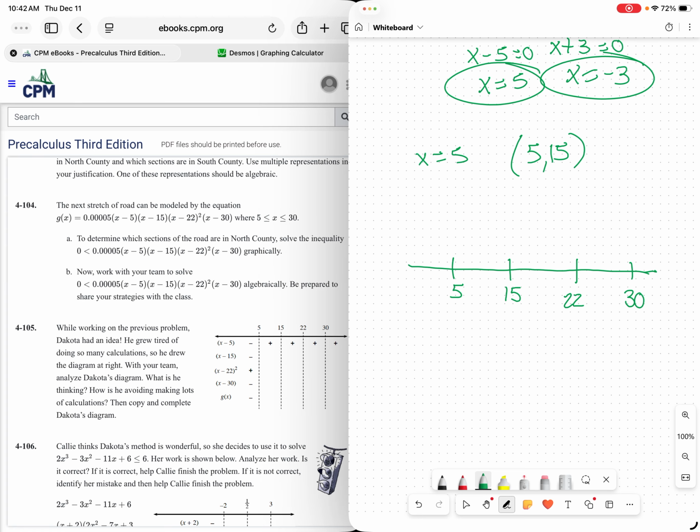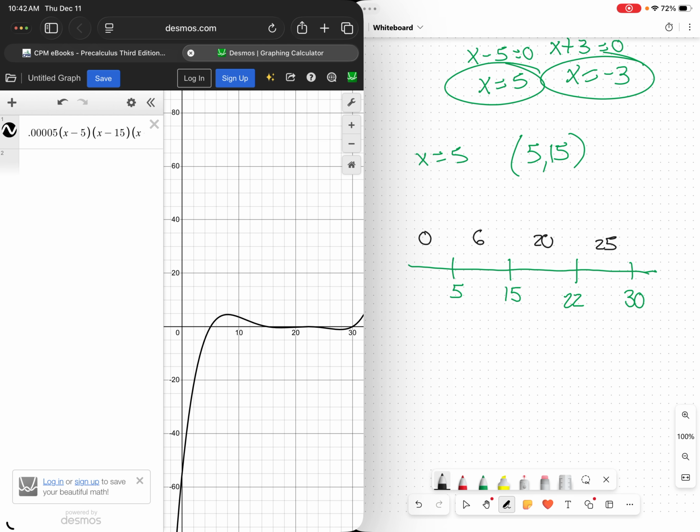We can then plug in points around those values. So I'm going to say 0, 6, 20, 25, right? And I'm going to plug those in and then see where they are. So if I took 0 and plugged it in everywhere there's an X, what kind of number am I going to get? Well, I'm going to get a negative number, right?